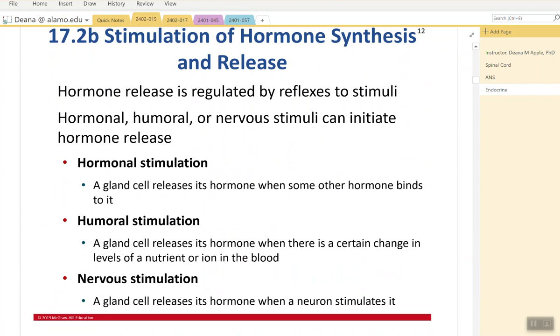Humoral stimulation is a hormone being released in response to a change in something in the blood. So a change in blood glucose concentration or sodium concentration in the blood can cause another hormone to be released. Or nervous system stimulation. So you can directly stimulate a hormonal tissue and cause that hormonal tissue to release a hormone. So that endocrine tissue was responsive to the nervous tissue. The distinctions here clear? Okay, so know these 3 things.